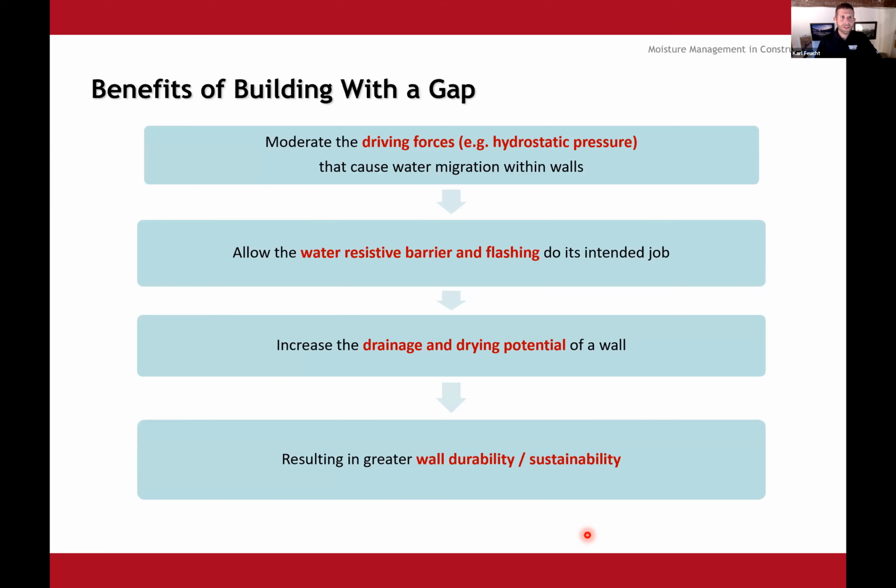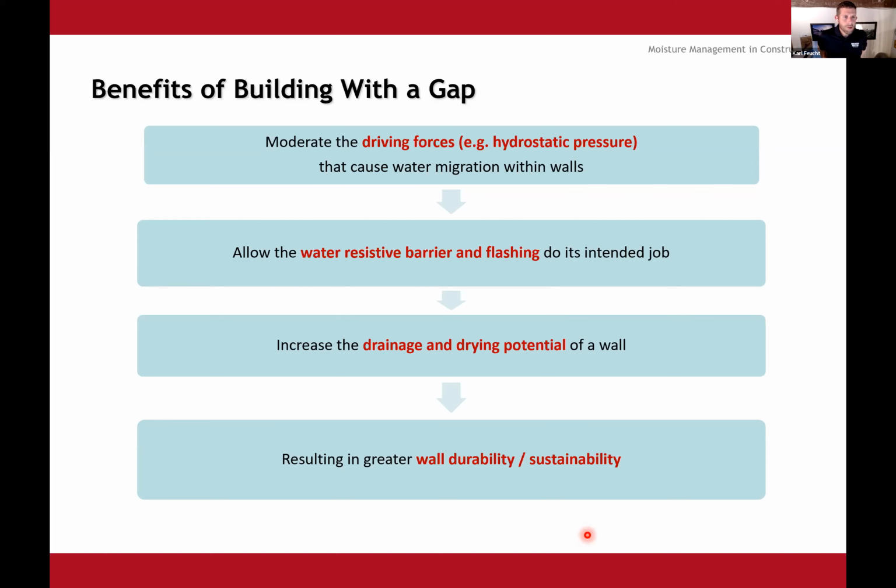So some benefits of building with a gap. The first one is it moderates the driving forces, specifically hydrostatic pressure. I'm going to talk about that on the next slide. And when you build with a gap, it lets the WRB do its job. Now, WRB stands for water resistive barrier. I'm sure most of you know that, which is a fancy term for house wrap. It's the technical term for house wrap, right?